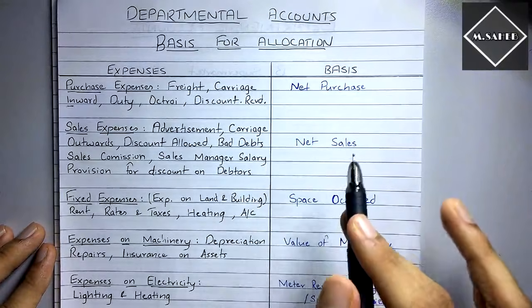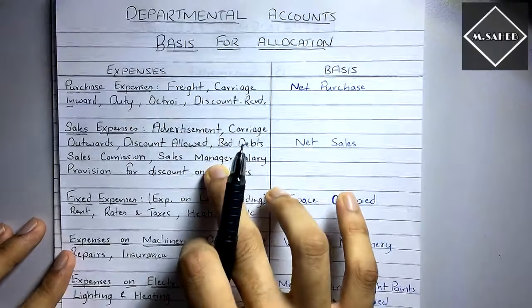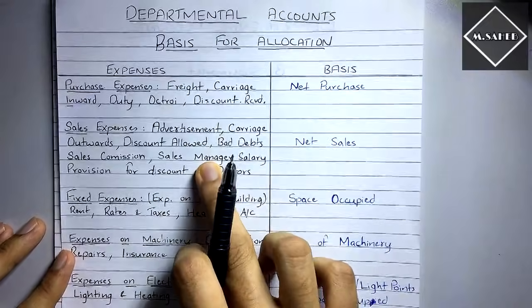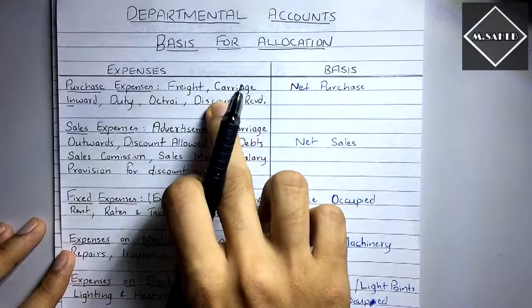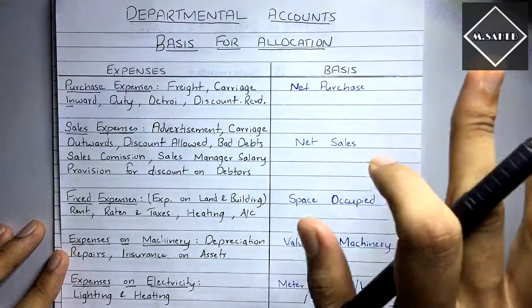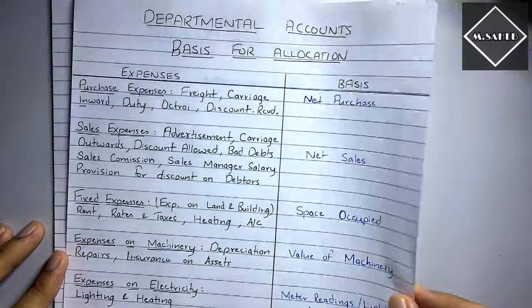All right. So these all are sales expenses, and these will be allocated with the help of sales ratio, and this will be allocated with the help of purchase ratio. Simple. Done. Next here we have fixed expenses.